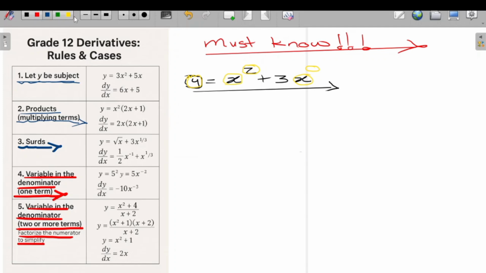So that was the power rule. Let me just write the power rule. So you must know the power rule. And over here let me just say dy over dx. It means that when you're given y, your answer has to be with dy over dx.